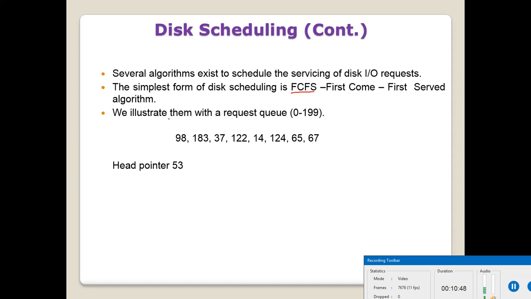First come first serve is very simple. The disk will be scheduled in the order of the number of the sectors given to it. So let's assume that we have a request queue from 0 to 99. It's a first come first serve algorithm, a very simple algorithm.